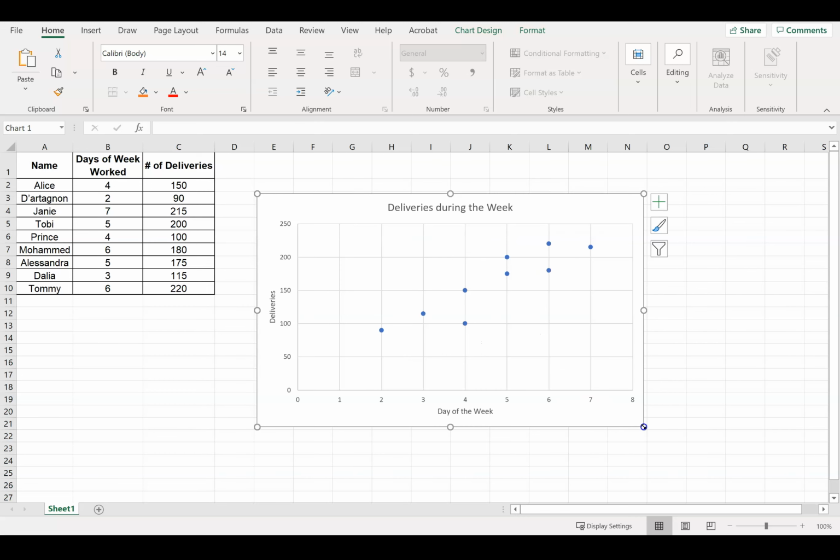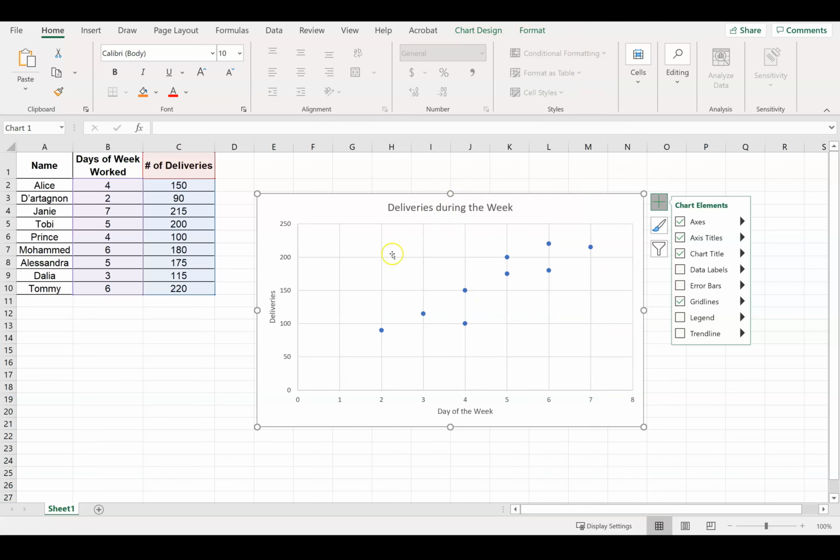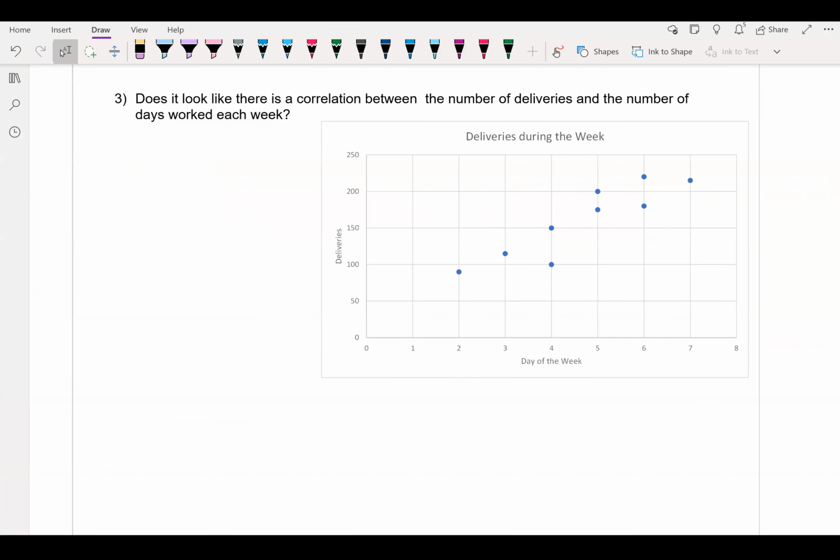I'm going to make this a little bigger. And here we go. That's our scatter plot. That's all we really have been asked to do so far, so not too bad. We can clearly see that there is some sort of correlation here. So I'm going to click on this and copy, and I'm going to go back into my notes and paste them. So I'm back in the notes.